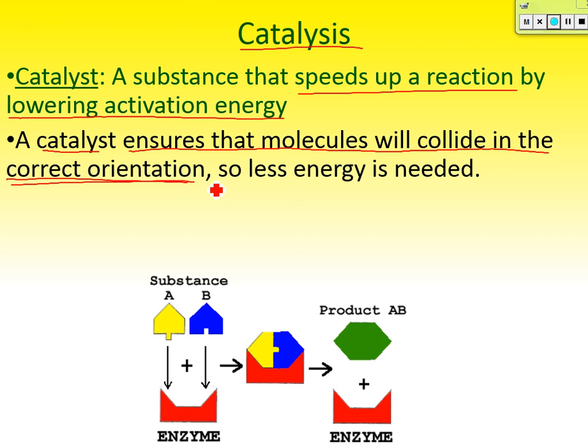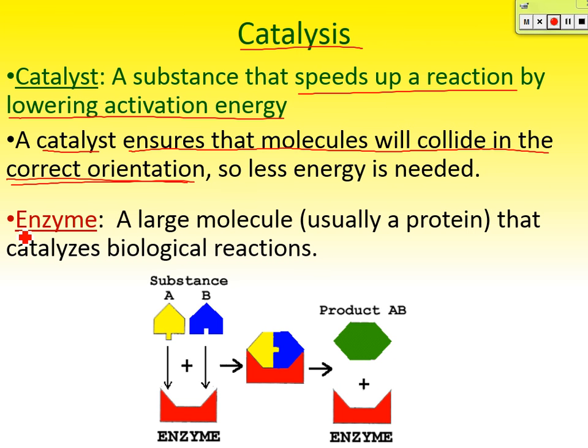Okay, let me show you what I mean. But let's first look at an enzyme. You might have heard about enzymes in your biology class. An enzyme is a large molecule, usually a protein in the body, that catalyzes biological reactions. So these happen in our bodies. Anything that's alive needs to have enzymes in order to speed up reactions. There's just thousands of reactions that are happening inside of our cells all the time. And in order to live, those reactions have to happen very quickly.